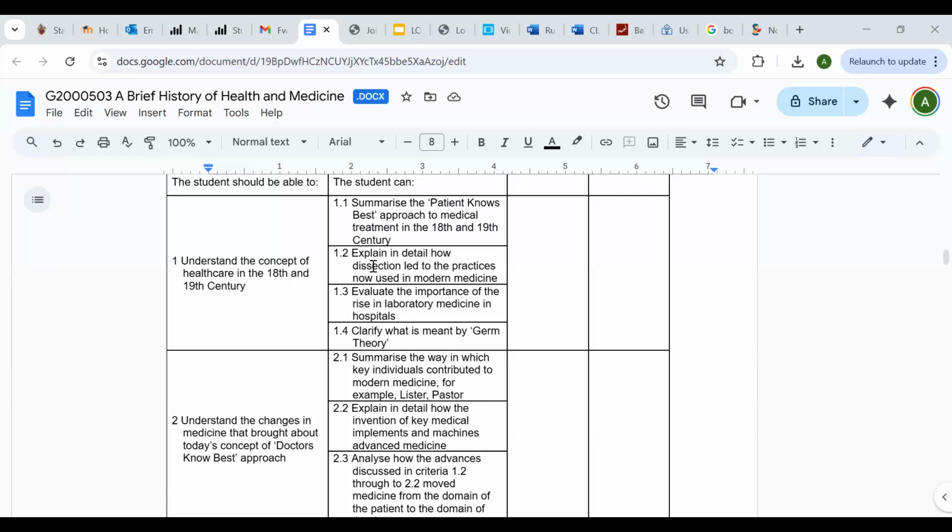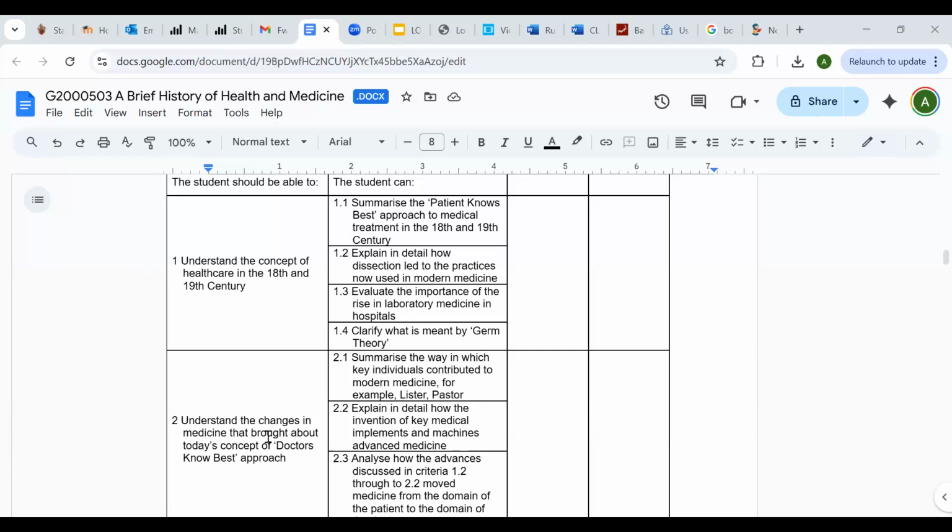And then we go on to explain in detail how dissection led to the practices now used in modern medicine. Then to evaluate the importance of the rise of laboratory medicine in hospitals, and to clarify what is meant by germ theory. So these are the four learning outcomes that are associated with this major learning outcome, number 1.